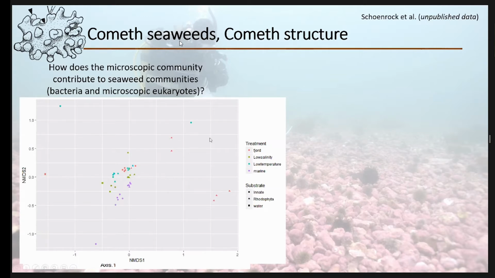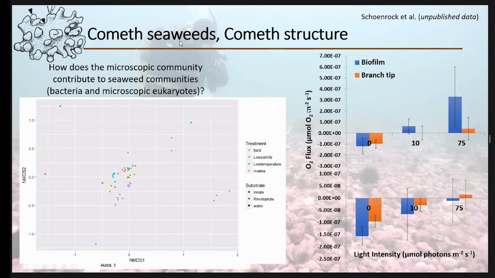If we look at our mesocosm communities, there are a few outliers here, where we have multiple different substrates, which I won't necessarily talk about, but you can see that the marine communities, low salinity communities, and then fjord and low temperature communities all cluster out together pretty distinctly in this NMDS plot. So the environment is really shaping these bacterial communities on these seaweeds, which I think is very interesting, and hopefully we'll get that data out there soon.